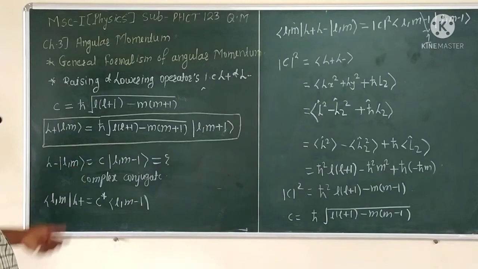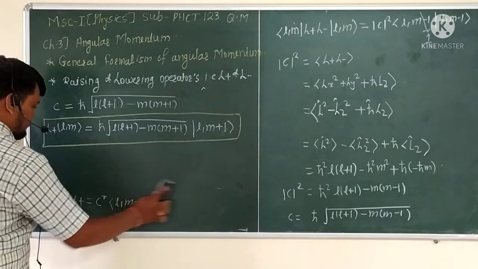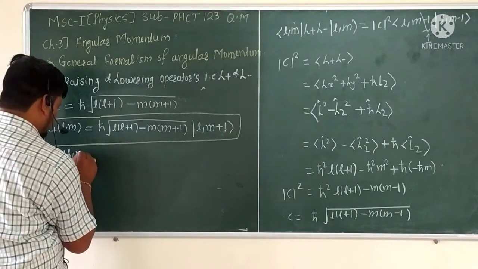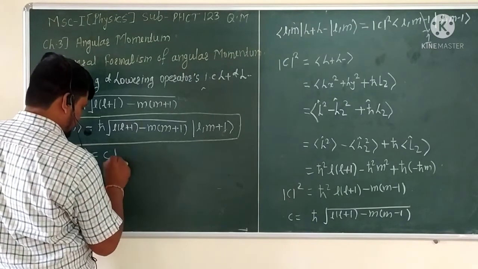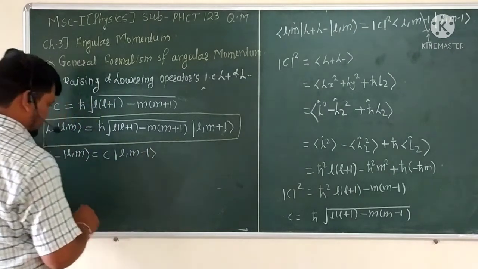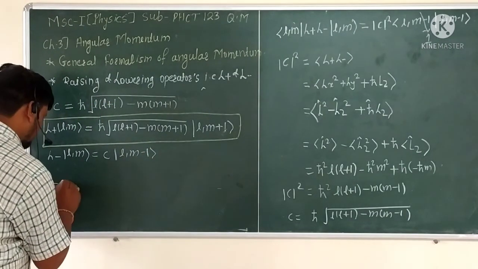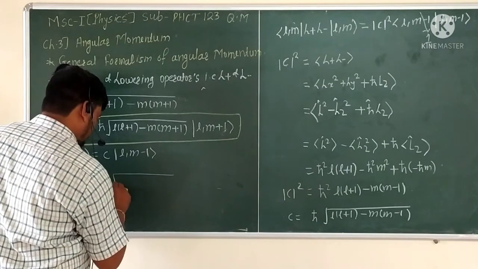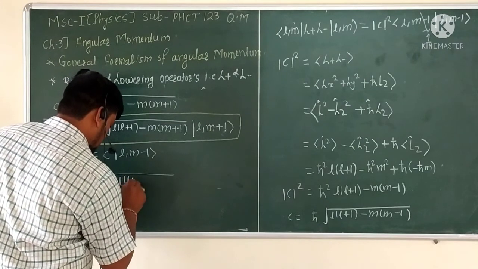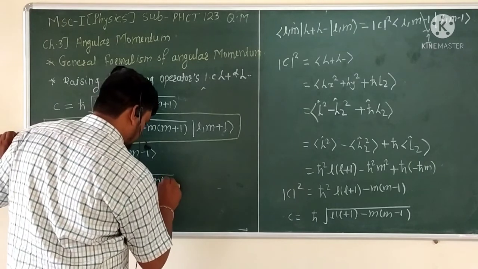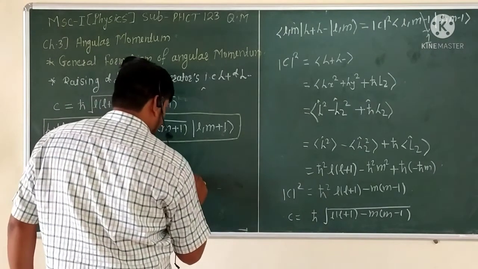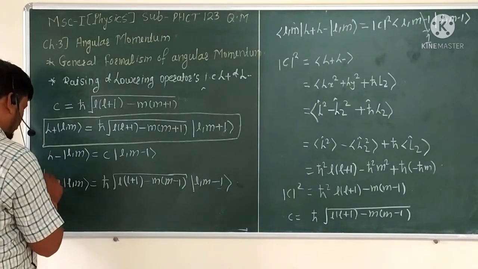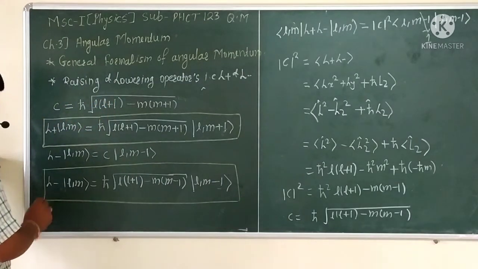If we put this value here, the relation obtained is L minus acting on |L, m⟩ equals c times |L, m−1⟩, and this c value is ħ times the square root of L(L+1) − m(m−1), with the ket |L, m−1⟩. So this is actually the value for the raising and lowering operators.